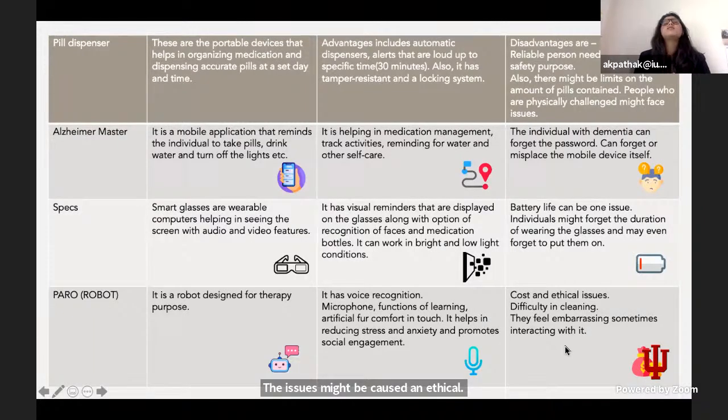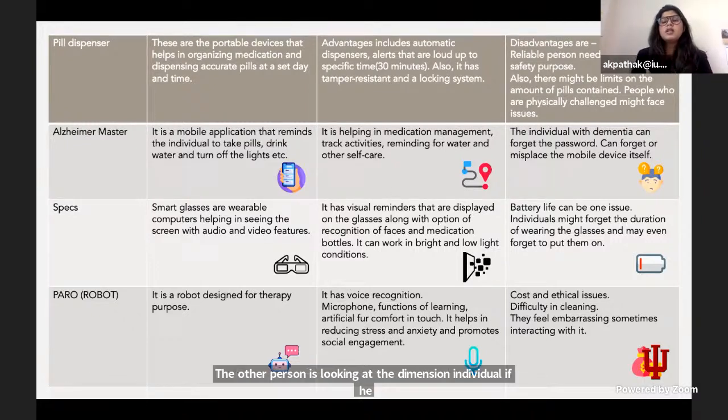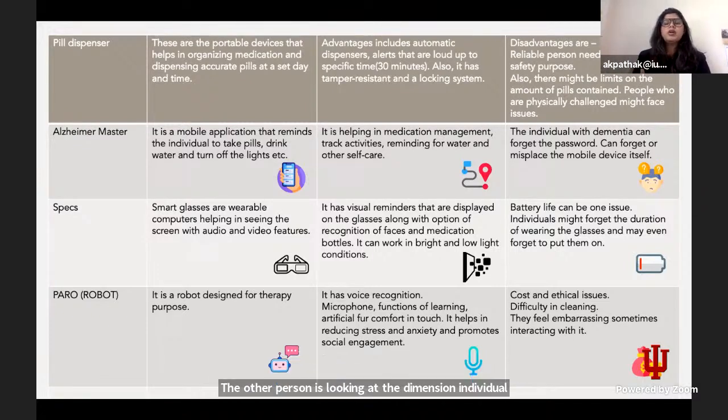and they feel embarrassed. So we need to really think of a technology that a person doesn't feel embarrassed to use, because if another person is looking at the dementia individual, he or she feels embarrassed that he's talking to a toy, because somewhere he or she knows that this is to make a kind of therapy for them.